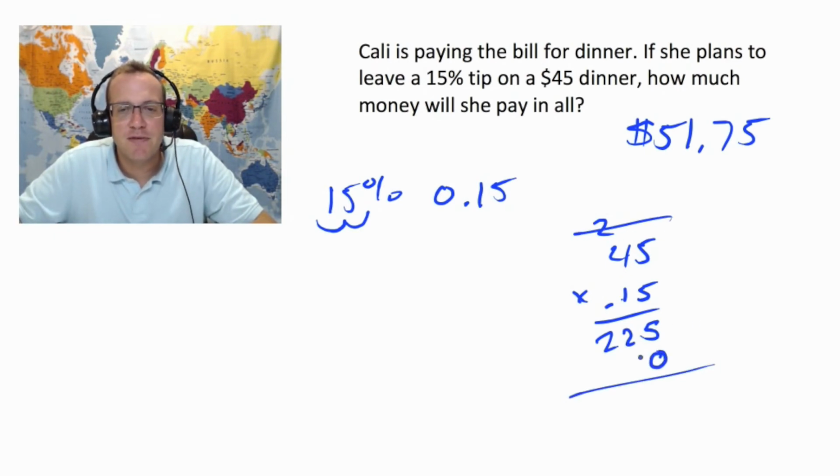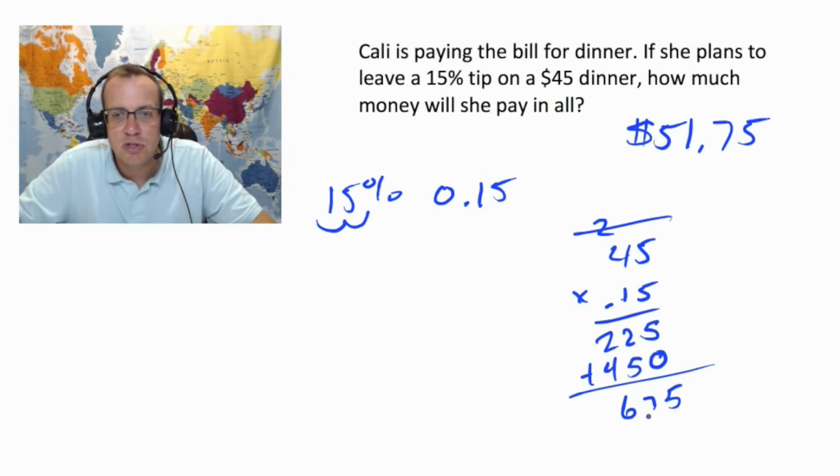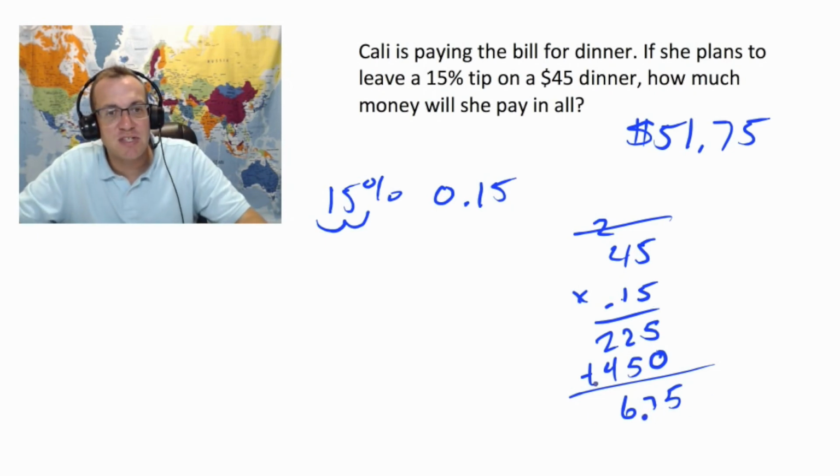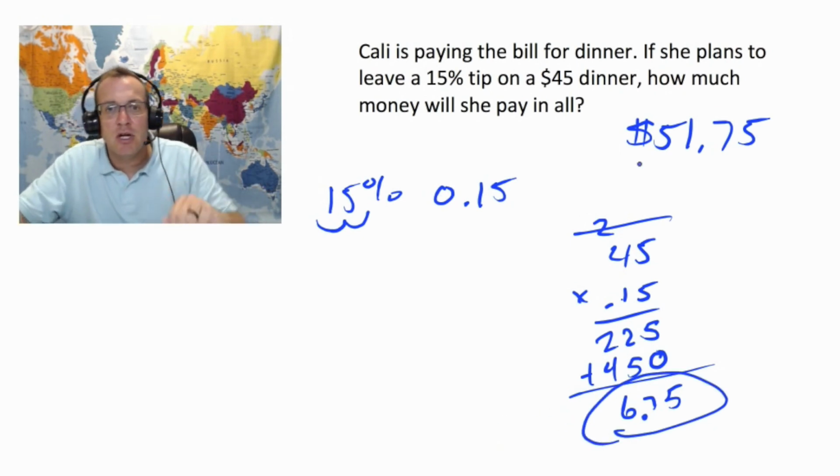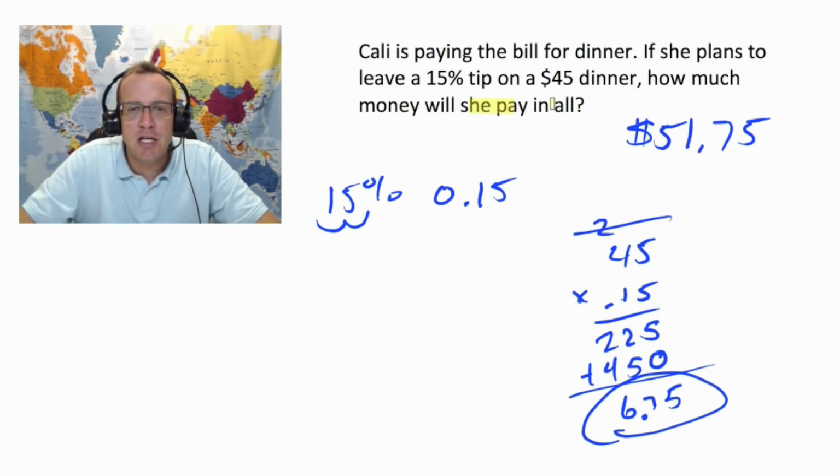Here we have 1 times 5 is 5. 1 times 4 is 4. Add it up, we end up with 675, but there's 2 decimal places. So 1, 2, $6.75. Now this amount is our tip. If they just asked for the tip, that would be the answer. But they want to know how much we are going to pay in all.